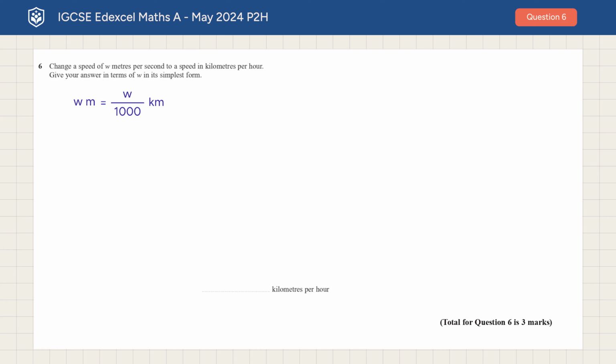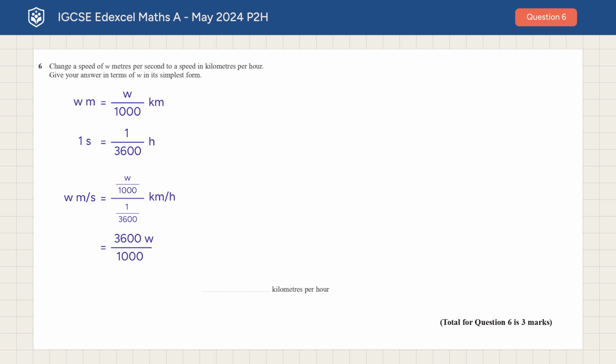Next, convert seconds to hours. There are 3,600 seconds in 1 hour, so 1 second is 1 over 3,600 of an hour. Now, speed is distance divided by time. So w meters per second becomes w over 1,000 divided by 1 over 3,600. Dividing by a fraction is the same as multiplying by its reciprocal. So we have w over 1,000 times 3,600 over 1. This gives us 3,600w over 1,000.